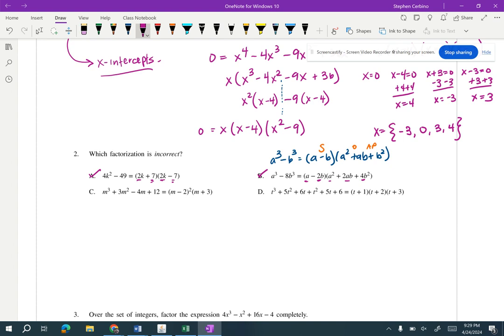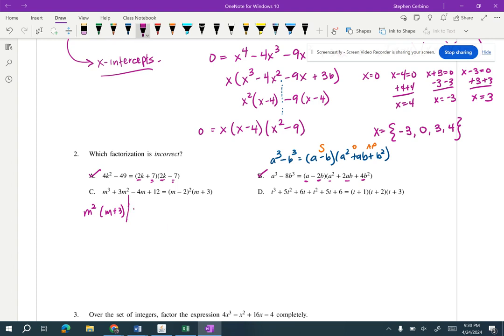For the next one, I see 1, 2, 3, 4 terms, so I'm thinking grouping. So I'm going to start by saying, well, that has m squared as a common factor, leaving me with m plus 3. Well, here's where I run into an issue. I can't factor this in any way to make m plus 3 in that parenthesis. If I decide to take out negative 4, that's going to give me m minus 3. That's not the same, so that's no good.